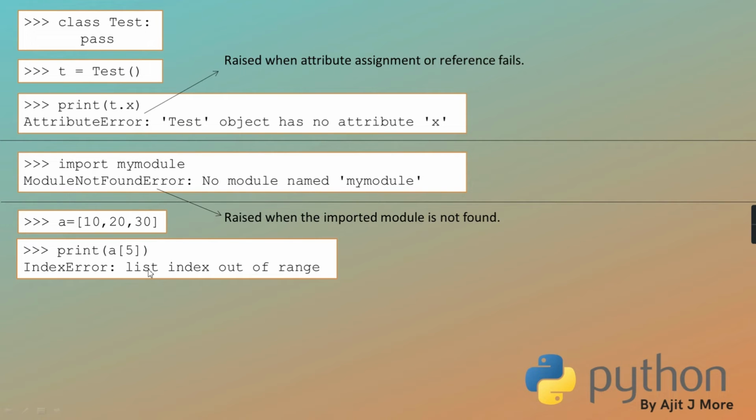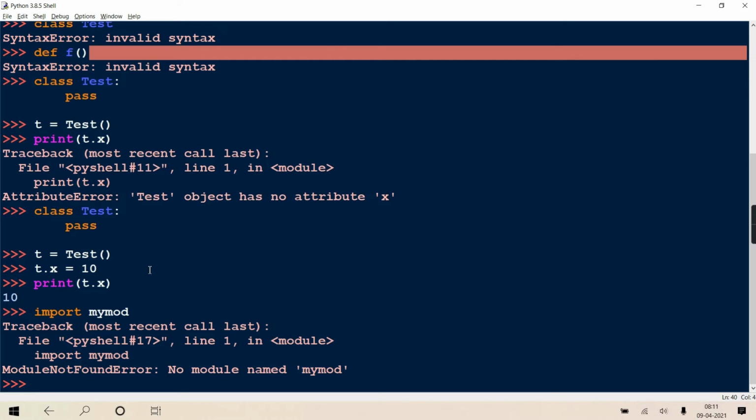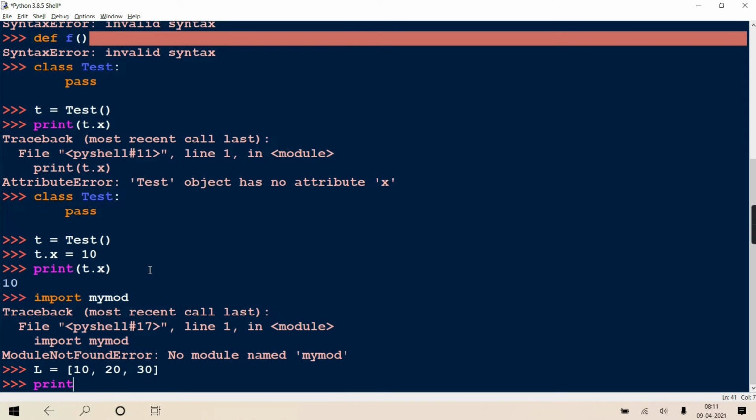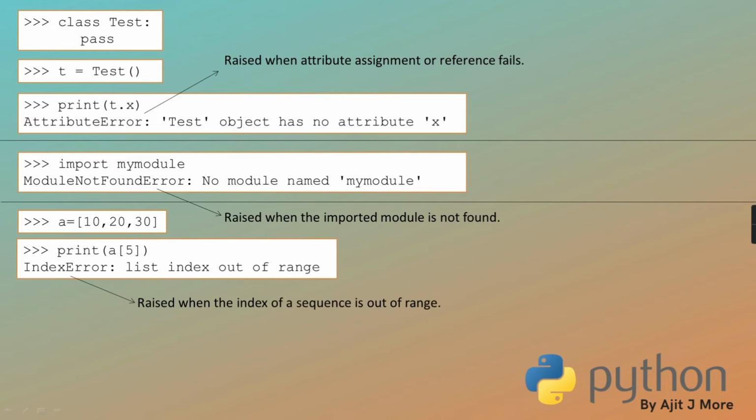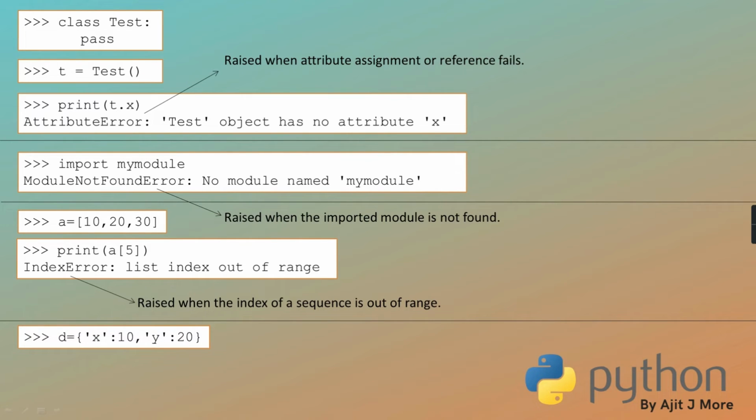Getting? Similar technique. See, this is applicable for tuple also, list also. You have created a list 10, 20, 30, and you are trying to access something beyond the limit. It gives an error, IndexError: list index out of range. So it is raised when the index of a sequence is out of range. Getting? Then this is a dictionary. Now this also you remember, in chapter 4 we discussed dictionaries.